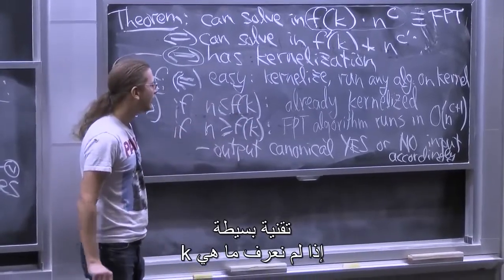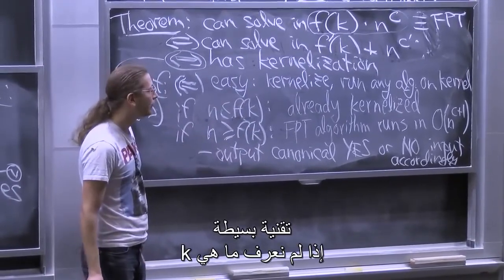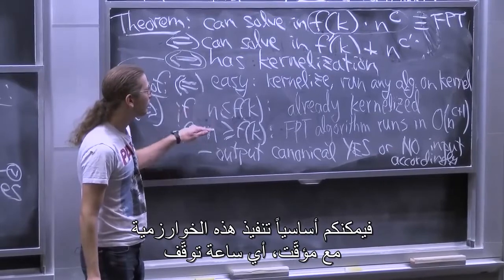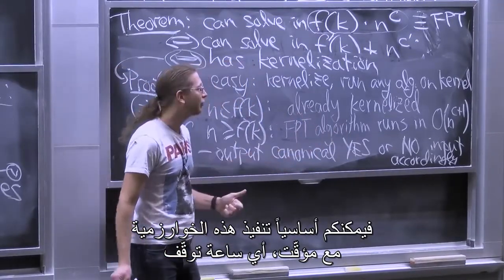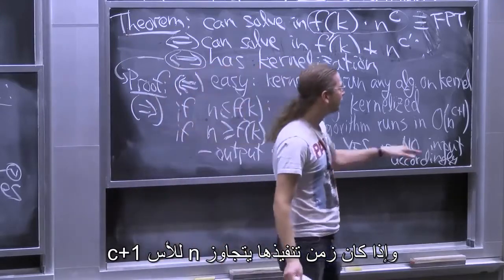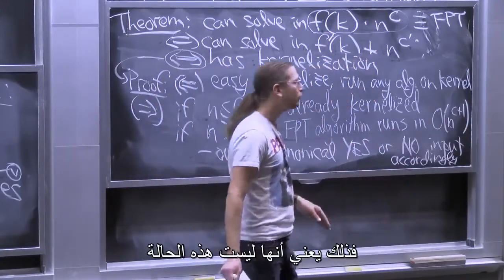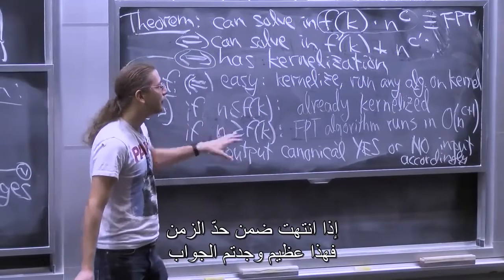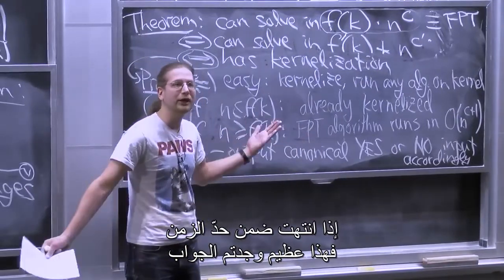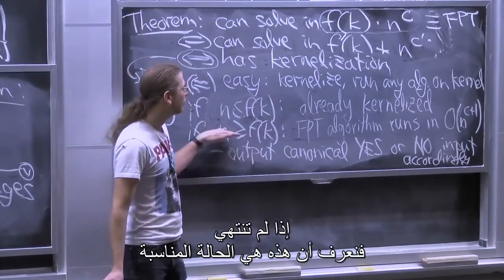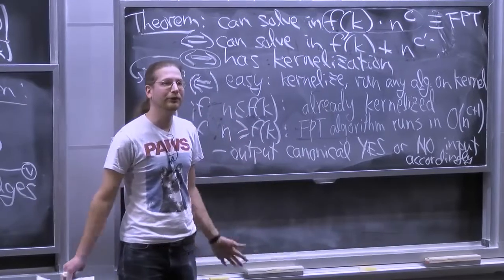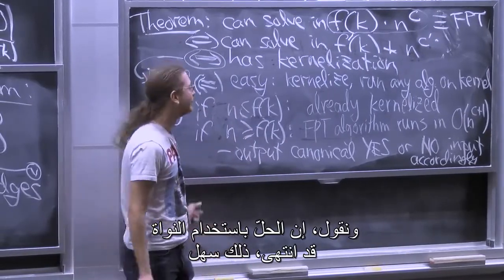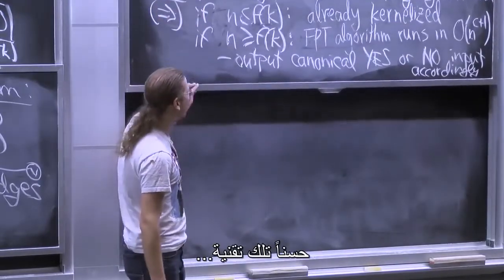Minor technicality. If you don't know what k is, you can basically run this algorithm with a timer, a stopwatch, and if its running time exceeds n to the c plus 1, then you know you're not in this case. If it finishes within that time bound, great, you found the answer. If it doesn't finish, then you know you must be in this case, and then you just quit and output your original input and say, I'm kernelized, done, easy. Okay, that's a technicality.